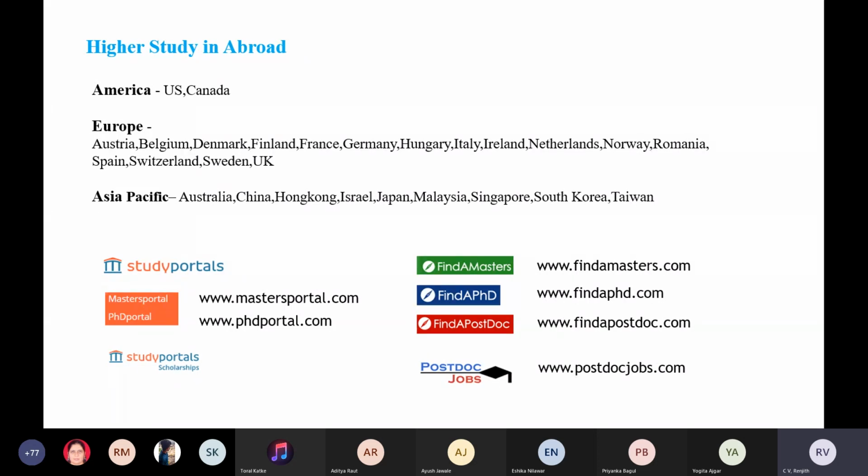But these universities will also look into your skill set, the projects that you have done, and also the papers you publish in journals like IEEE and so on. So you need to focus on those things also, because that's very important for you to get the scholarship, actually.